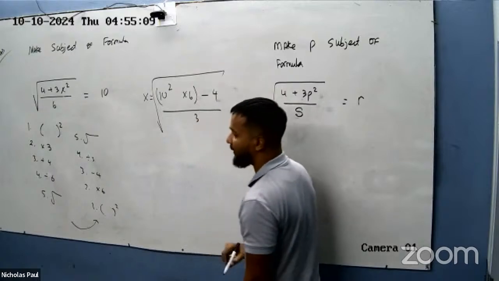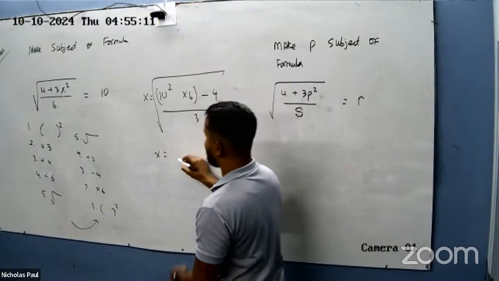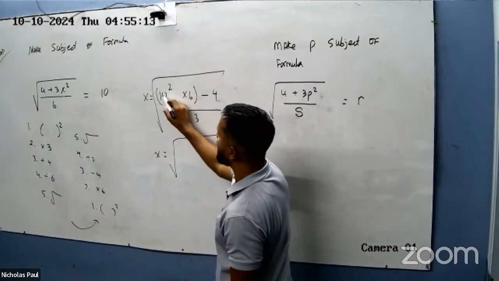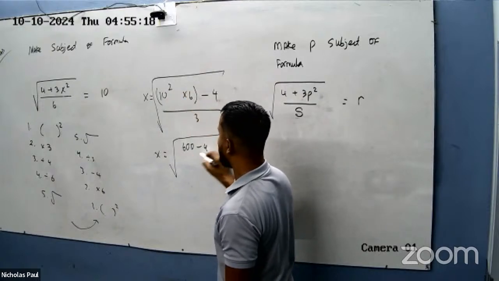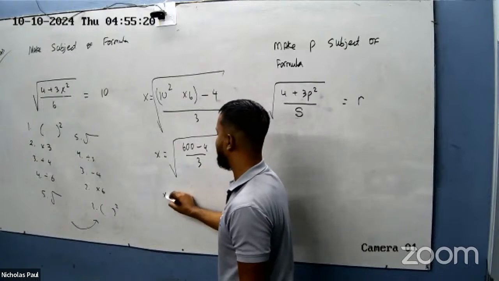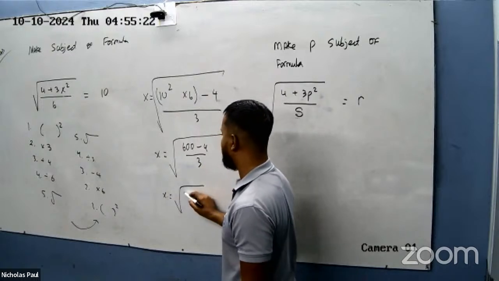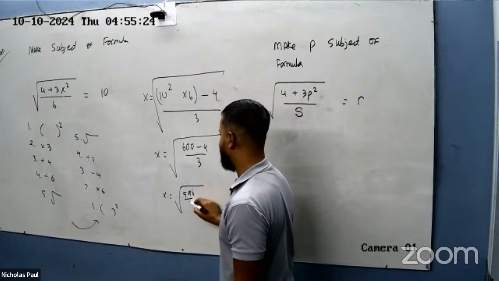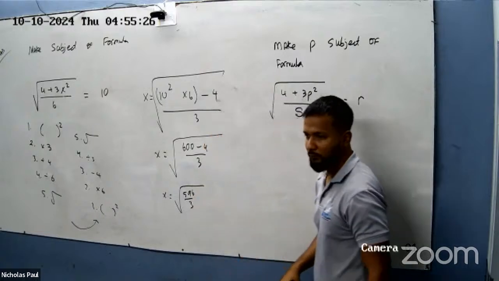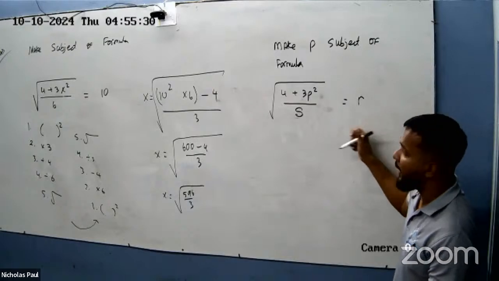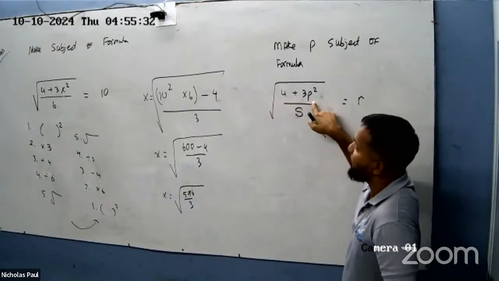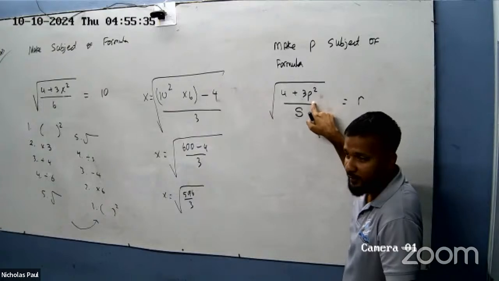Square root the final answer. Right? So just for working it out's sake, 10 squared is 100. 100 times 6 is 600 minus 4 and 3, so we're getting the square root of 596 over 3. Okay? We have to do the same thing here. Instead of making x the subject, we're making e the subject.